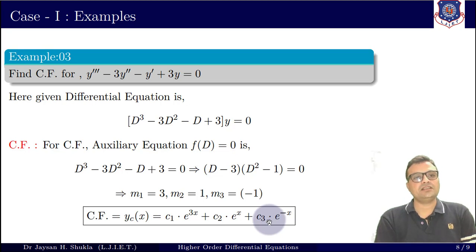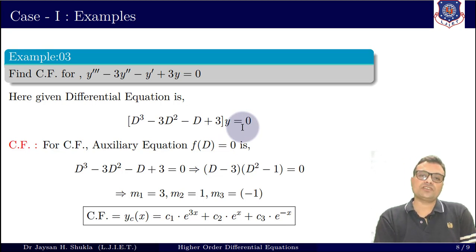Let us consider third example. The question is again to find the complementary function for y triple dash minus 3y double dash minus y dash plus 3y equals to 0. The operator form of this equation will be D cube minus 3D square minus D plus 3 times y equals to 0.